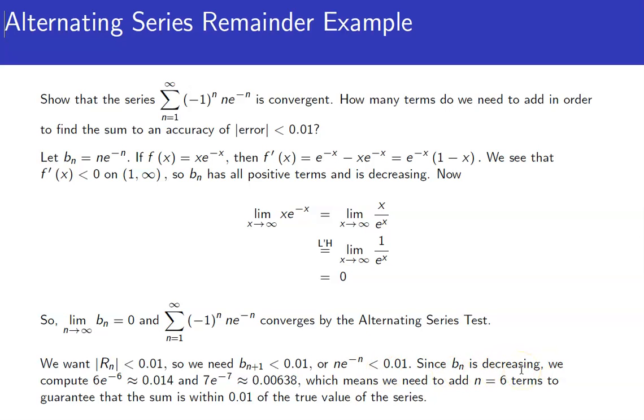So basically, we can just start plugging in numbers one at a time until we get to the point where we get less than 0.01. So we put in n equal to 6, we're still a little bit bigger, but if we put in n equal to 7, we get less. So our n plus first term that is less than 0.01 is the 7th, which means the n that we need is 6. So this means that we need to add 6 terms together to guarantee that the sum we get is within 0.01 of the true value of the series.